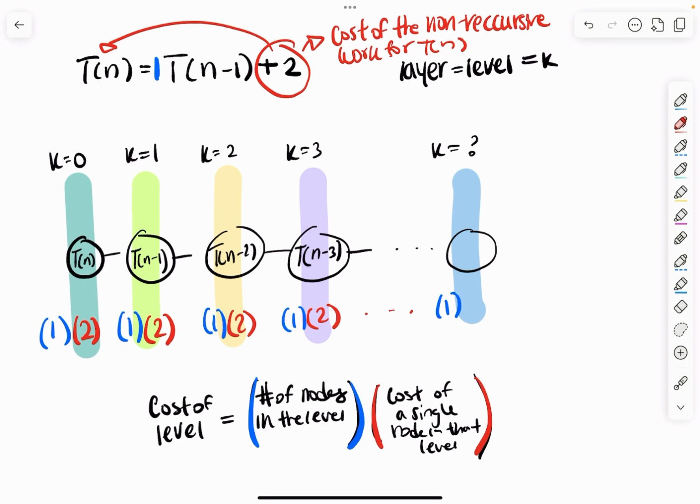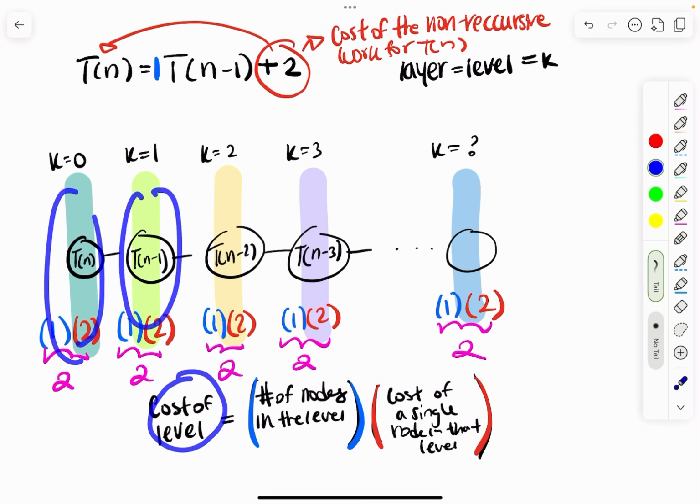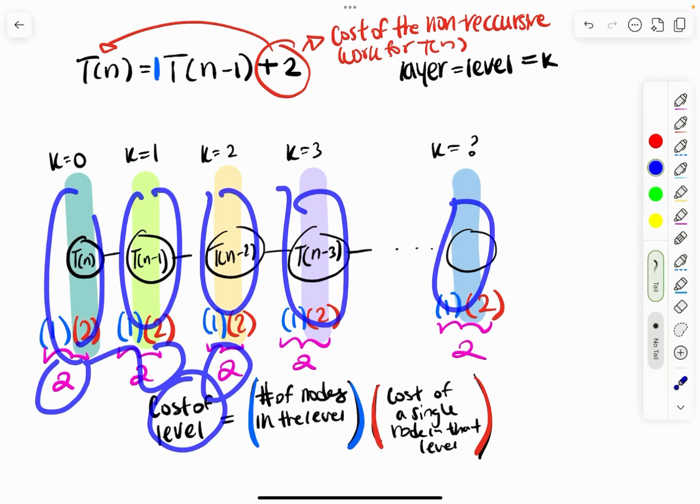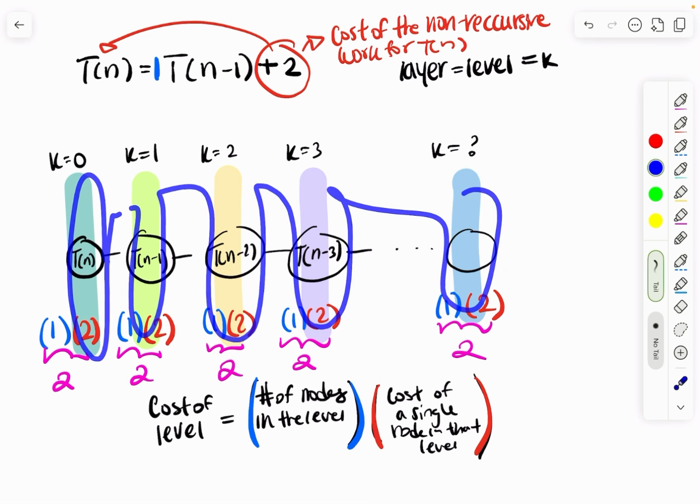And then finally, once we get to the last layer, what's the cost of this node? Well, again, it's 2, because we just said if it's constant, it's going to be the cost of a single node for every single layer. Okay, great. So what this represents, notice that 1 times 2 is 2, 1 times 2 is 2, this is 2, and this is 2. What this is saying is that the cost of every single level is 2. That's how many units of work you're incurring for every single level of the problem.